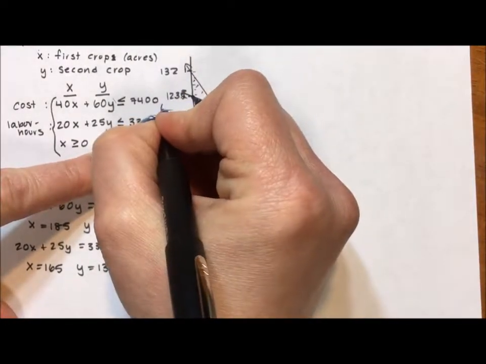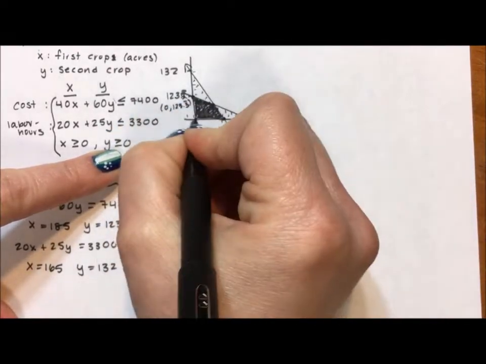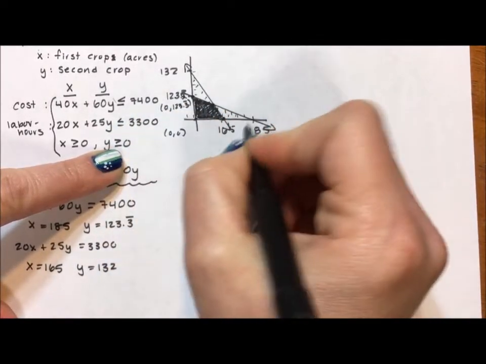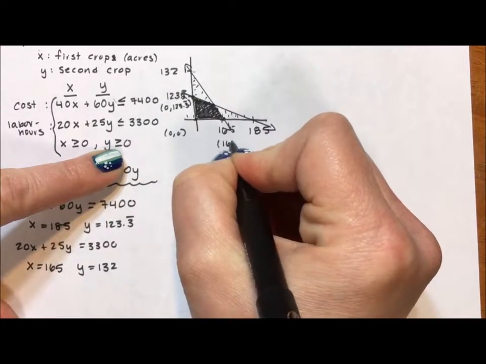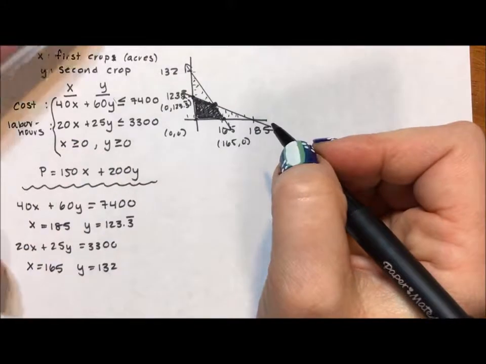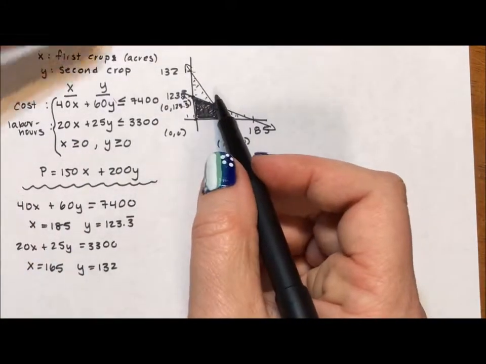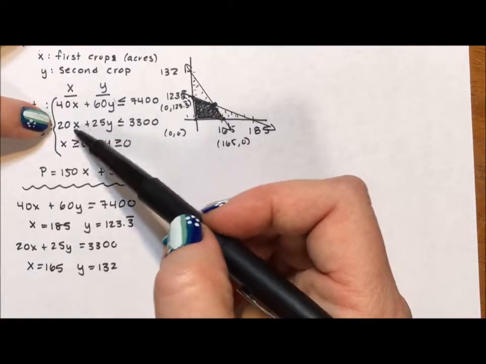So we have this 0, 123.3 repeat as a corner. We have 0, 0 as a corner. We have 165, 0 as a corner. And we need to do a little bit of work to figure out our last corner. So the way we do that is we need to solve these together.